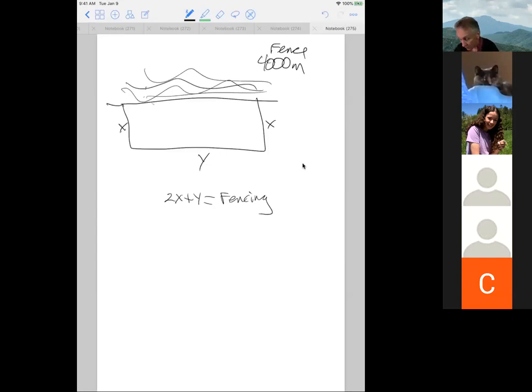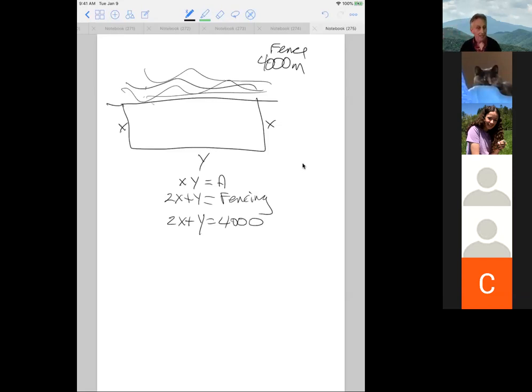The other one is, what's the maximum area? So we're trying to maximize area. So there is another equation, and that is x times y. There's our 2 equations. Typically, that's going to be the situation. You've got 2 equations and 2 variables. You're given one piece of information. You're told how much fencing there is. So you've got 2x plus y equals 4,000.